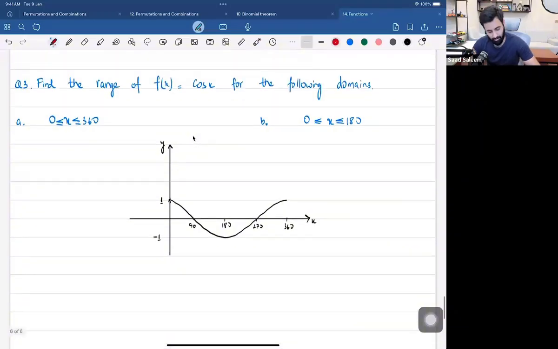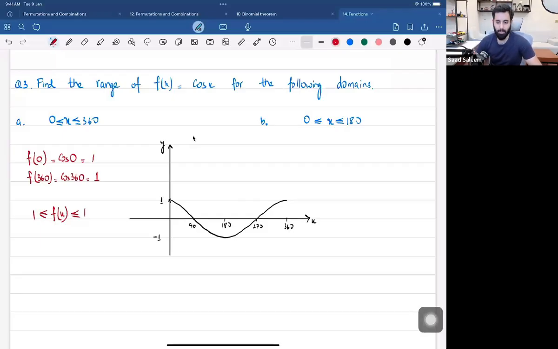Let's plug in one end of the domain, that is 0, which is going to be cos 0, which is equal to 1. Let's plug in the other end of the domain, 360, which is going to be cos 360, and that's going to be 1 as well. So can I say f of x is greater than or equal to 1 and lesser than or equal to 1? Can I say this? Yes or no?